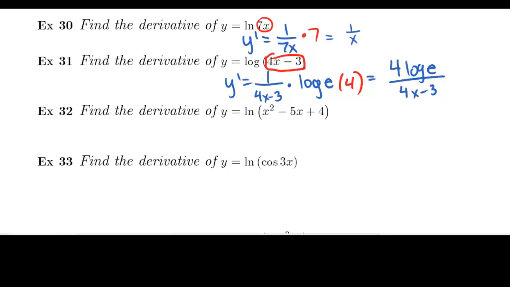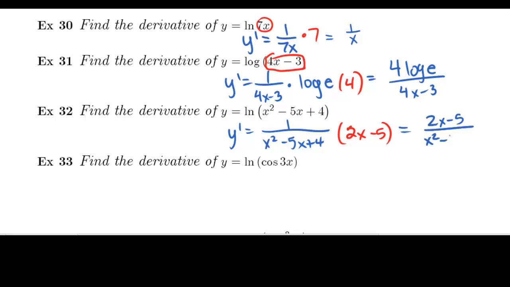Let's take a look at another example. We've got the natural log of x squared minus 5x plus 4. So we're again going to just do 1 over that whole thing, x squared minus 5x plus 4. And then we multiply by the derivative of the inside, which is 2x minus 5. And again, you can rewrite this as a single fraction, 2x minus 5 over x squared minus 5x plus 4.